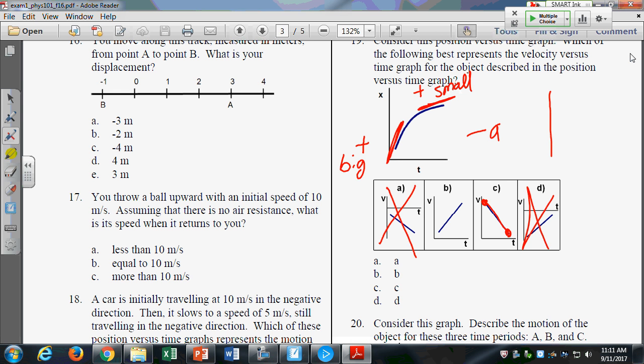Why don't you do one? We'll give you another one. How about this one? X versus t. Does this one have positive or negative acceleration? Just think about it for a moment, and I'll ask you to commit to an answer. Does it have positive or negative acceleration? Well, is the velocity positive or negative? Is it slowing down or speeding up?